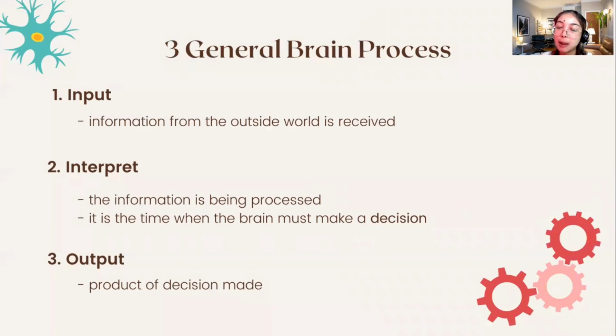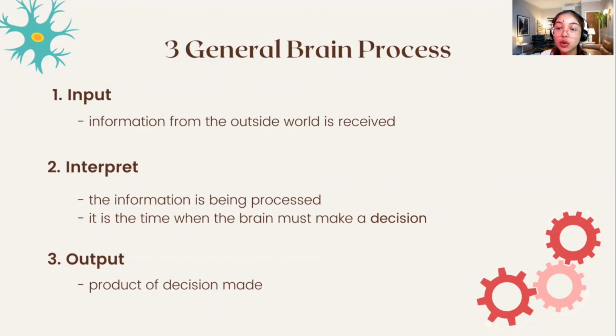Yung choice na sinasabi is halimbawa, kalagitnaan ng paglalakad ng tao, nakakita siya ng dog. And sa pagkakita niya sa dog, binigyan siya ng brain ng 3 options to make. Tatakbo ba siya? Gigilid ba siya? Or chill lang? Parang walang nakitang dog. So yun yung decisions to make na nilapag ng brain.